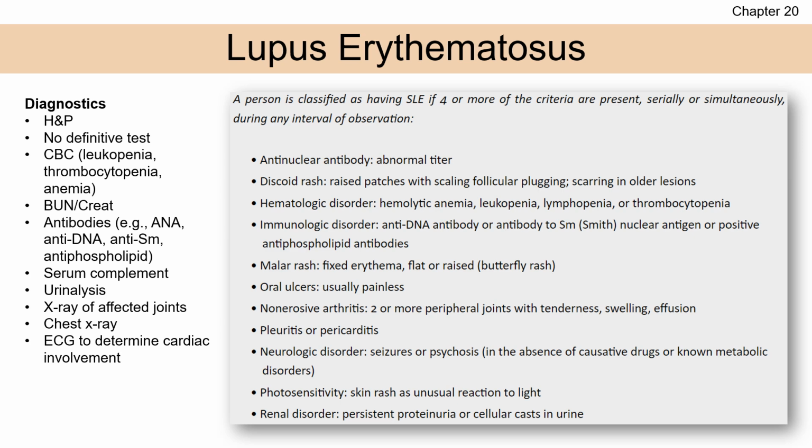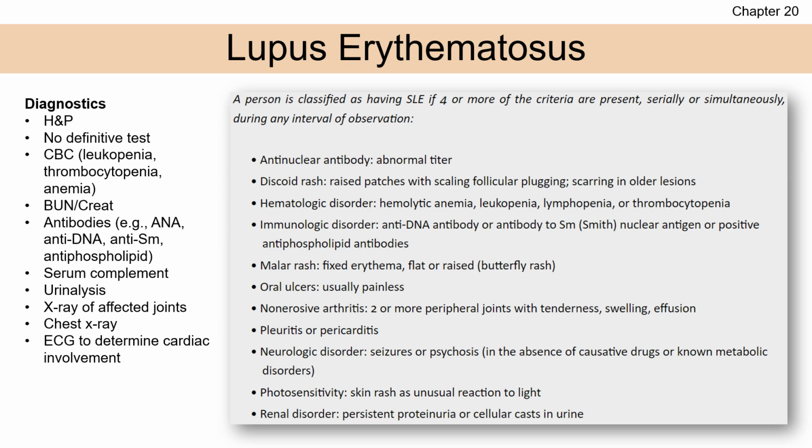BUN and creatinine, that's to check the kidney function, and because this is an autoimmune disease, we're going to check those antibodies. We're going to check serum complement, so that will be more familiar to you when we talk about our inflammatory and immune response. A UA, we can get x-rays of the joints, chest x-ray to see any changes there, and an EKG to see if the heart has had any effects from that.